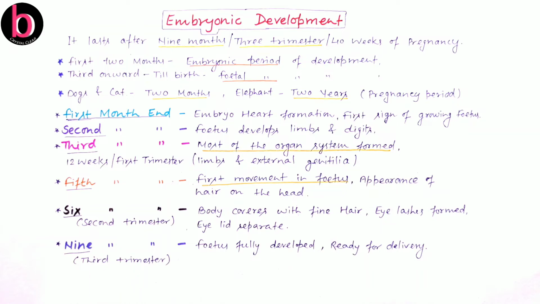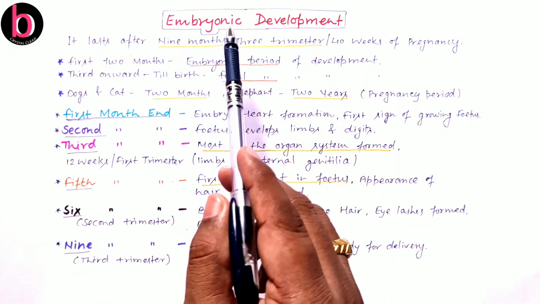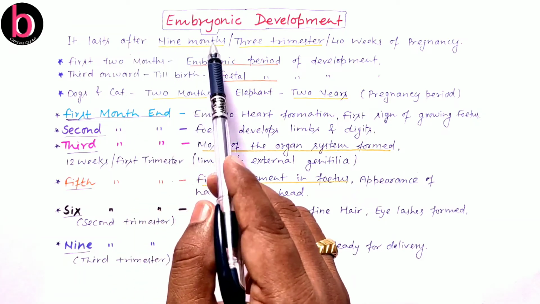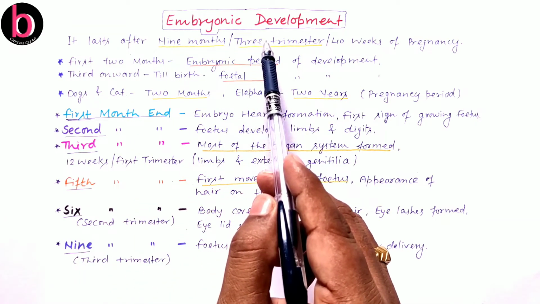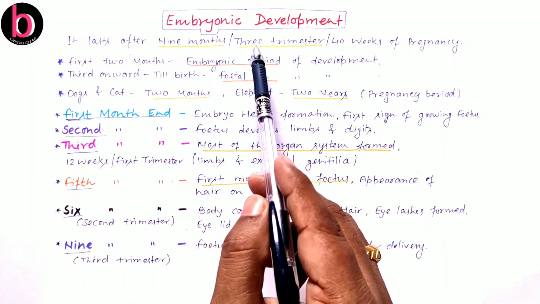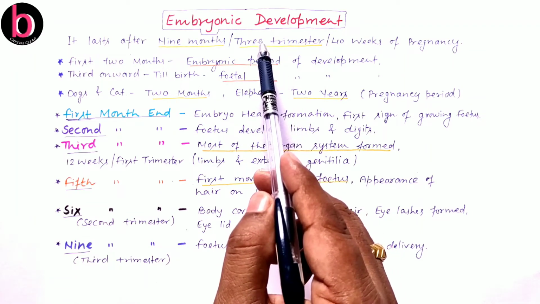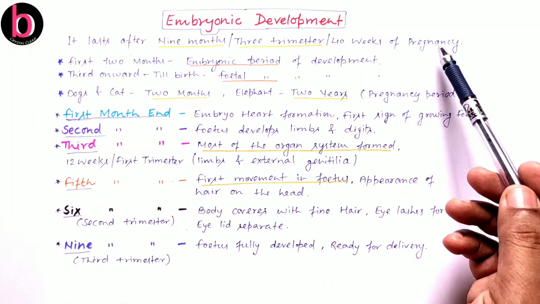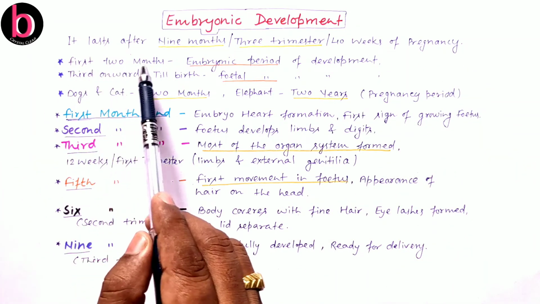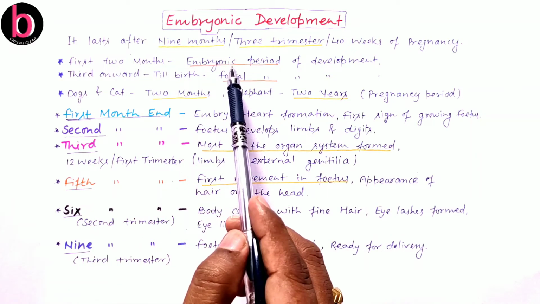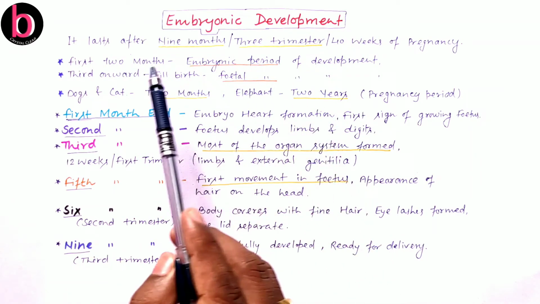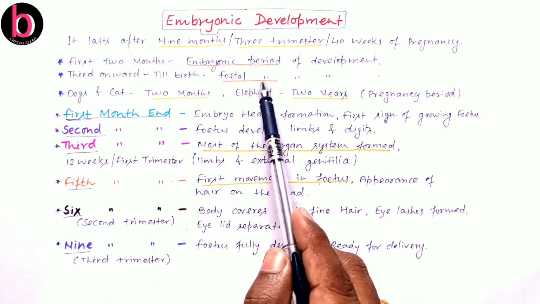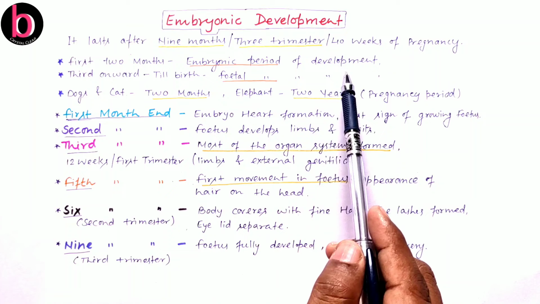Next is about embryonic development. In a human female, embryonic development lasts 9 months or 3 trimesters of the pregnancy period. One trimester is about 3 months. So 9 months or 3 trimesters or nearly 40 weeks of pregnancy. The first 2 months of pregnancy is known as the embryonic period of development, while from the third month onwards up to birth, the period is known as the fetal period of development.